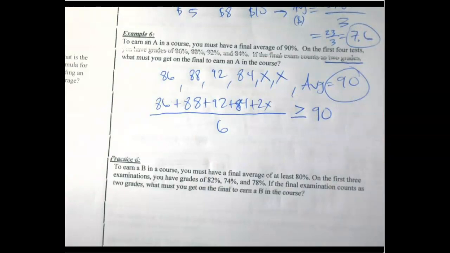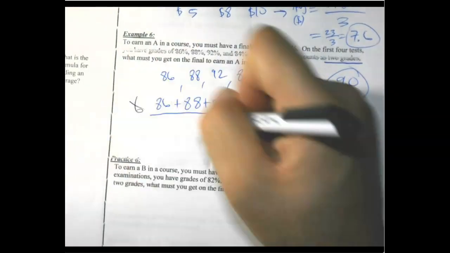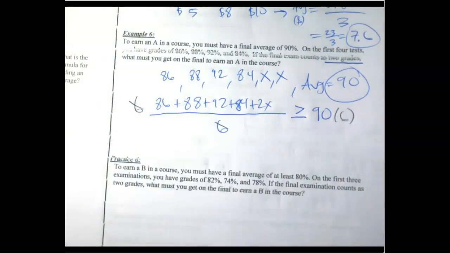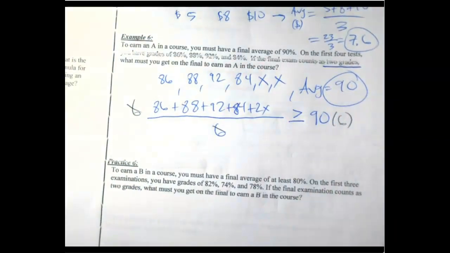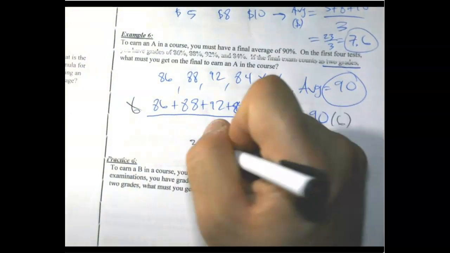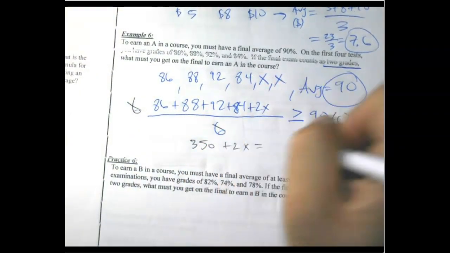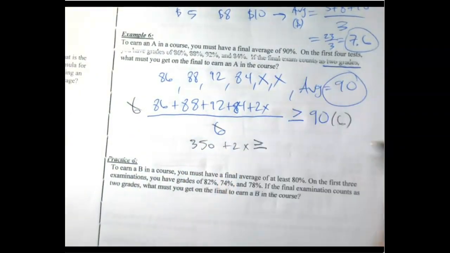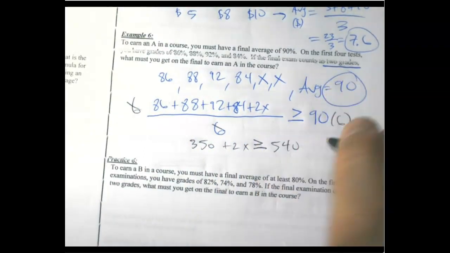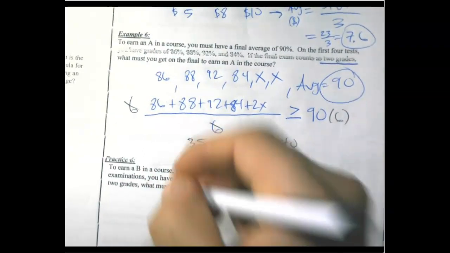I guess I can do that in the same step. I can multiply both sides by 6 to get rid of the 6, and then add up all the constants. 86 plus 88 plus 92 plus 84. It's 350. So 350 plus 2x is greater than or equal to 540. Multiply there. Subtract 350 on both sides.